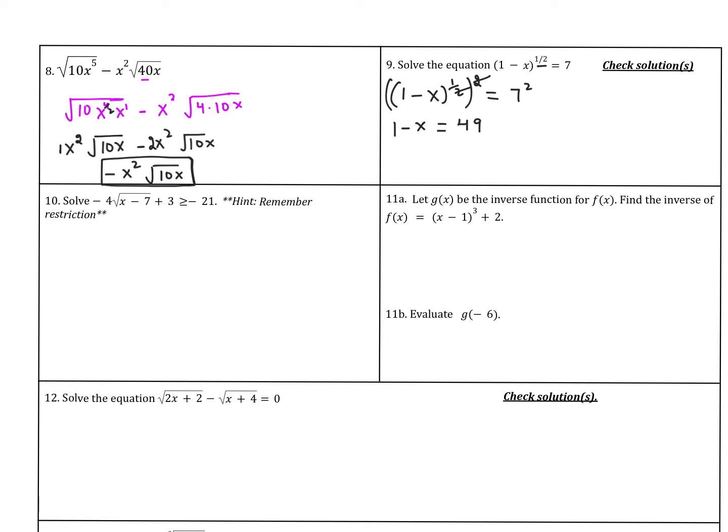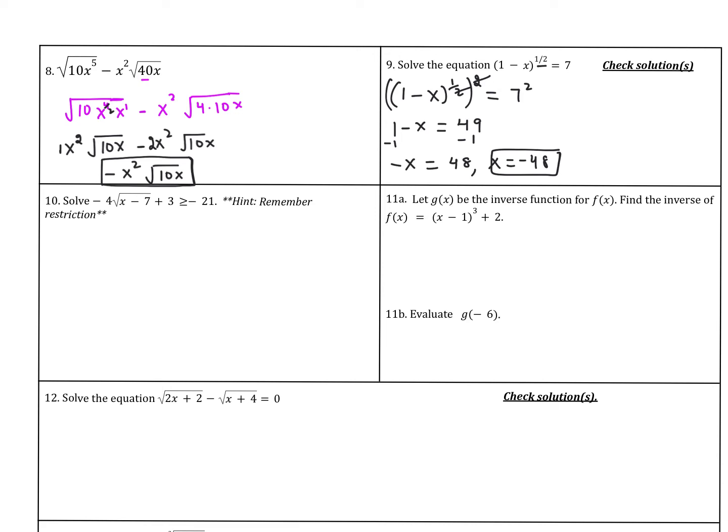And as you can see, this is just a linear equation you can solve. Subtract 1 on both sides. Negative x comes out as 48. And when you divide by negative 1 on both sides, you get x equals negative 48.